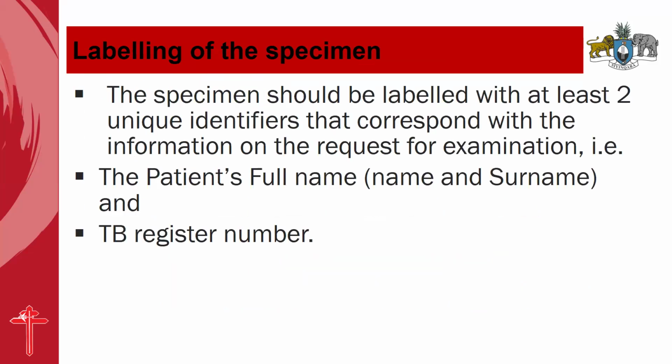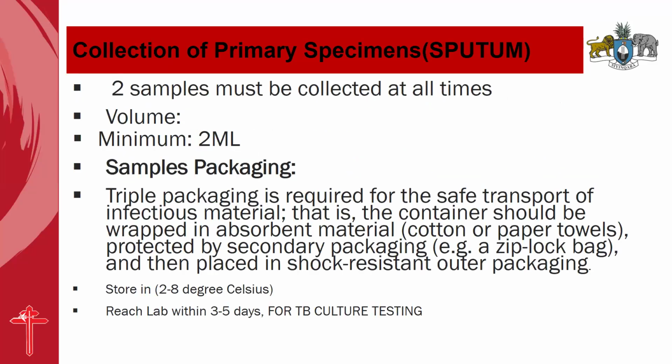Then labeling of the specimen. The specimen should be labeled with at least 2 unique identifiers that correspond with the information on the request for examination. So there should be a correspondence in the labeling of the specimen container as well as the examination request. Then the patient's full name, which is the name and the surname, and the TB register number. The recommendation is to have 2 samples collected at all times. The volume minimum is 2 mils.